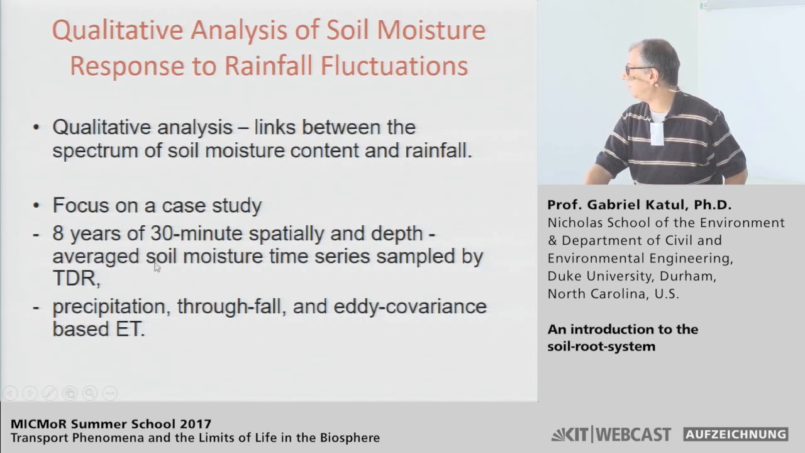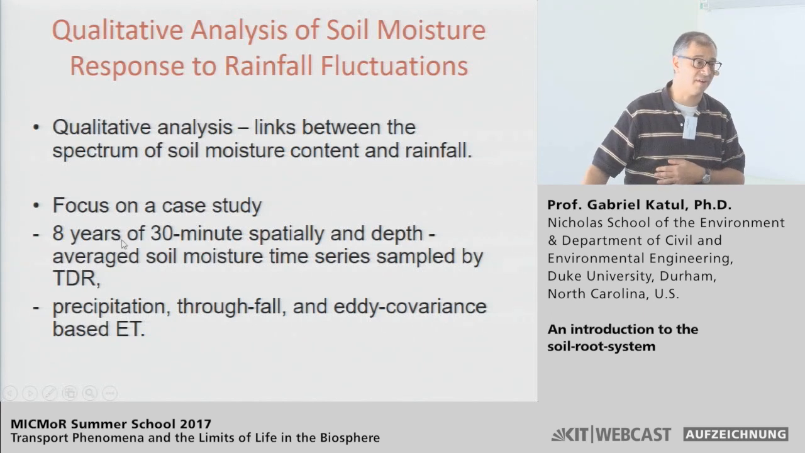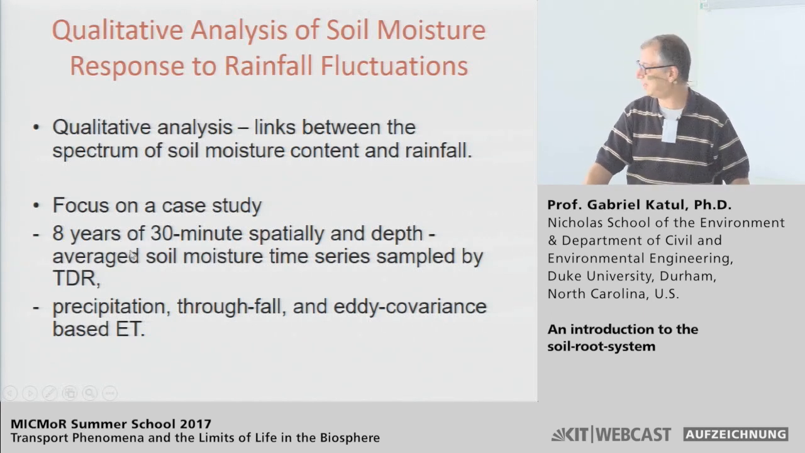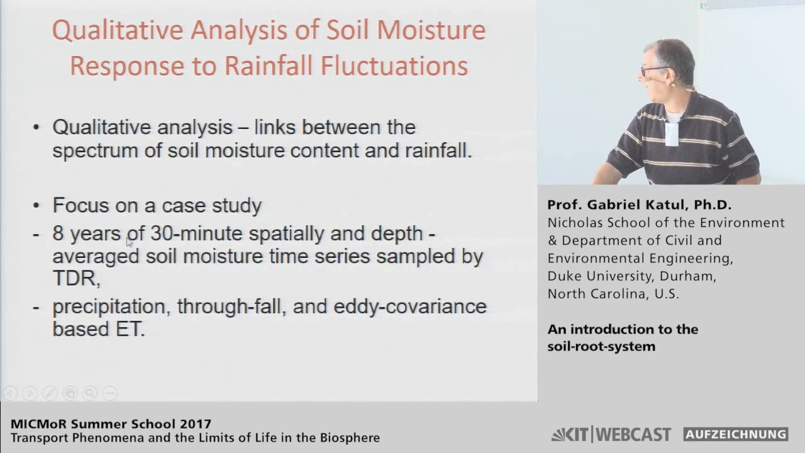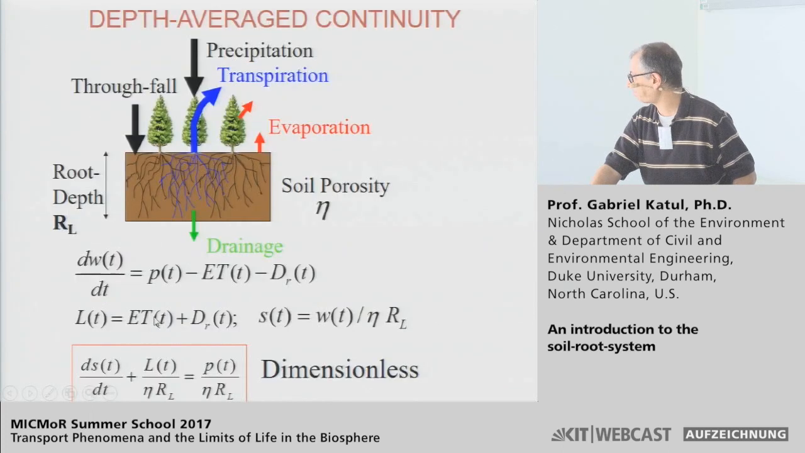And to do that, we used our in-house data set, and I have that data set if you yourself are interested in playing around with it. This is a public data set. It's an 8-year data set of 30-minute, spatially averaged and depth averaged volumetric soil moisture content within the root zone. And with this data set comes precipitation, throughfall, or at least estimates of throughfall, and eddy covariance-based evapotranspiration measurements.